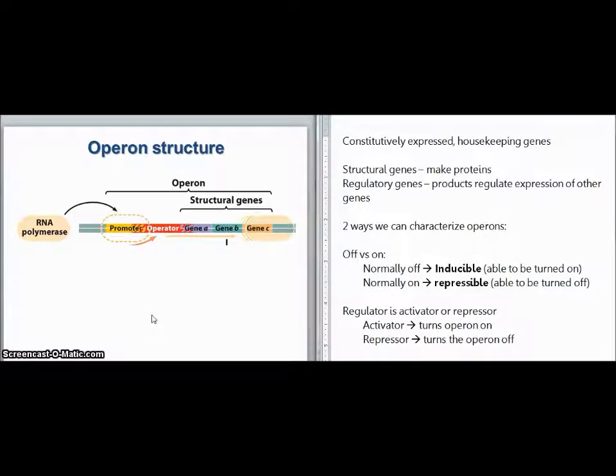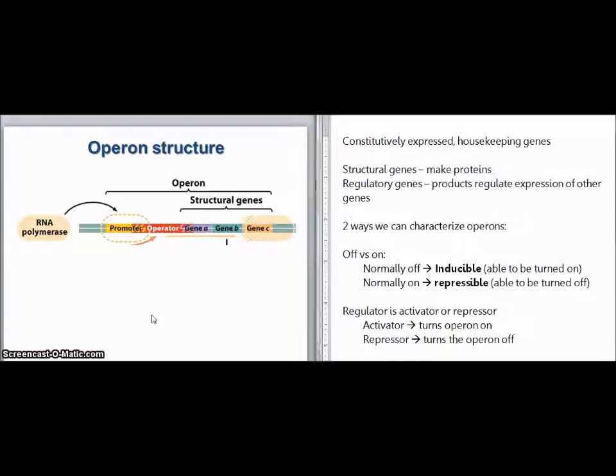All right, so welcome to part 2. So again, we can characterize operons in two ways, whether they are normally off or whether they're normally on. If they're normally off, we call them inducible operons. If they're normally on, we call them repressible operons.